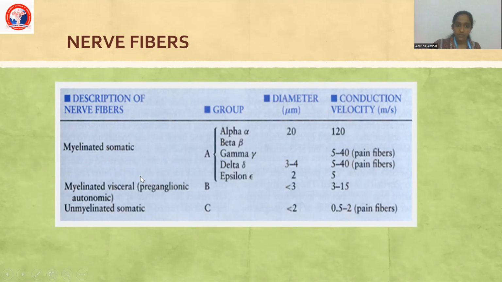And B is the preganglionic neuron. Myelinated, visceral, preganglionic, autonomic is B. C is almost fully somatic, but compared to the others, it also has actions like pain conduction. So mostly it's also somatic.